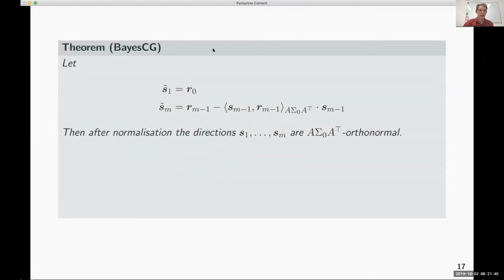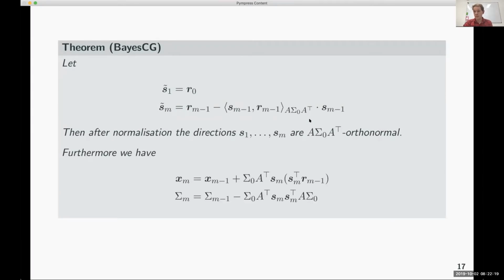So if we let our search directions be defined like so, the first search direction, S1 tilde, the unnormalized search direction, I should say, is just the initial residual. And then the nth search direction is defined in an identical way to how it's defined in CG, except that instead of orthogonalizing using the A inner product, now we orthogonalize using the A sigma naught A transpose inner product. So it's straightforward to show that after we normalize these search directions, we obtain a set that's orthonormal with respect to the matrix A sigma naught A transpose. And that in turn simplifies the posterior distribution, as I've said, and in particular gives it this convenient iterative form.